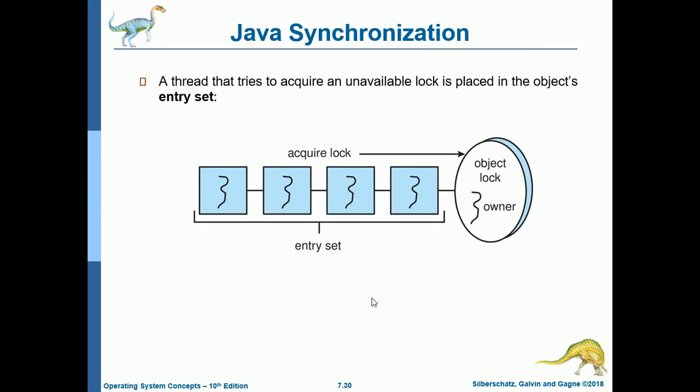Next, a thread that tries to acquire an unavailable lock is placed in the object's entry set. In this illustration, if the entry set for the lock is not empty when the lock is released, the Java virtual machine arbitrarily selects a thread from this set to be the owner of the lock. Arbitrarily means that the specification does not require that threads in this set be organized in any particular order. However, in practice, most virtual machines order the entry set according to a FIFO, or first in, first out, policy.